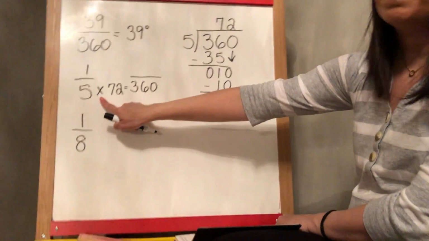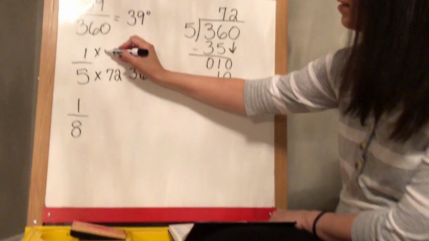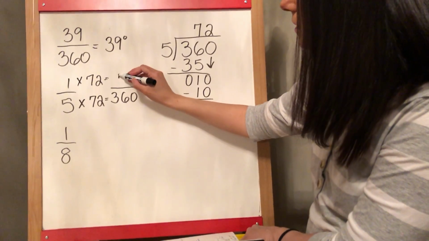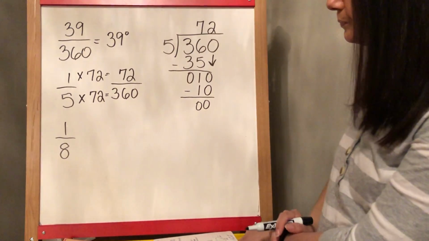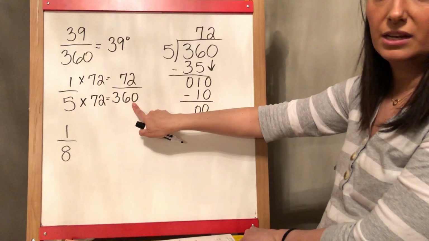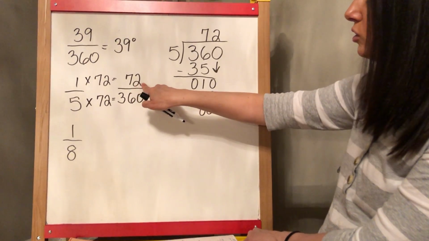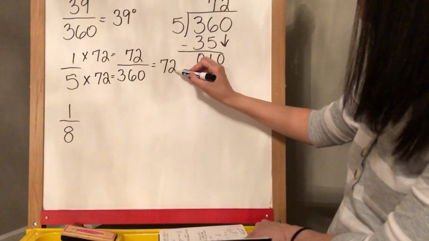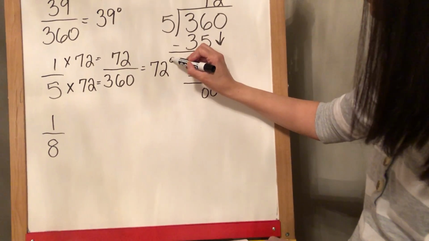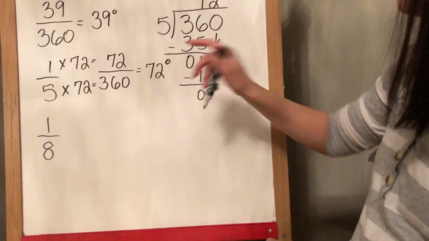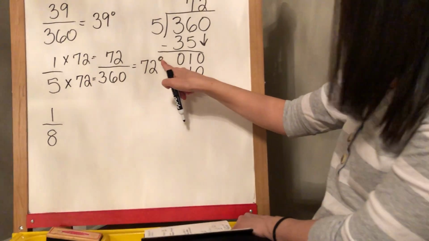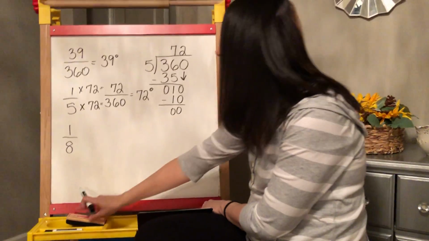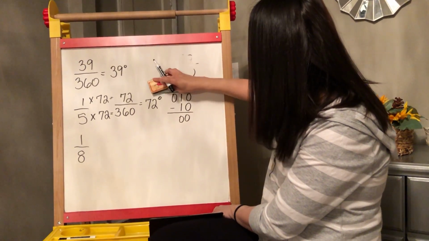So whatever I do on the bottom, I have to do on the top. 1 times 72 is 72. Now my denominator is 360. So all I have to do is take my numerator, write it down, and I put this little circle on top. That little circle means degrees. So we put that to say that this is 72 degrees. Okay? Let's do the next one.